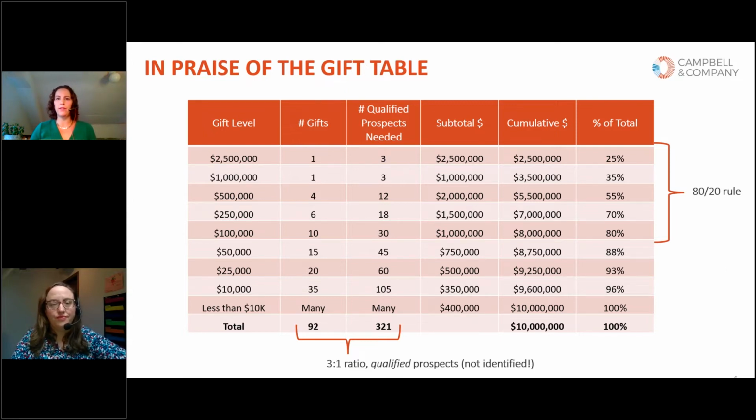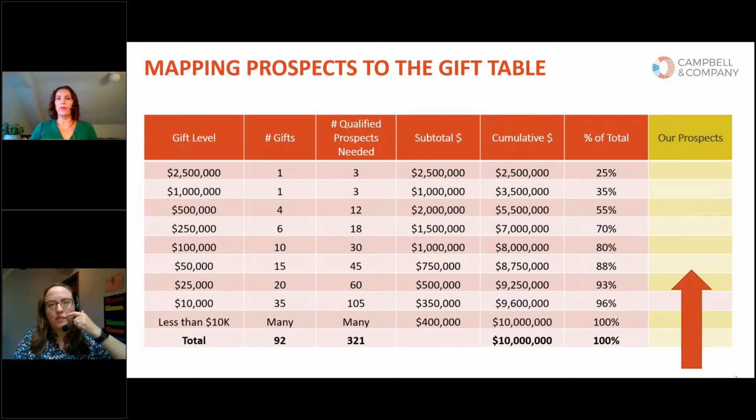So we want to be prepared to ask 3 people for a gift in order to get 1 gift at that level. And then the last point to point out here is qualified prospects versus identified prospects. So in addition to their capacity, you want to have a sense that a prospect has the inclination to support you at that level. So it's not just finding 3 people who are capable of giving us $1 million, but 3 people whom we could actually ask for that amount and have a chance of actually securing a gift at that level.